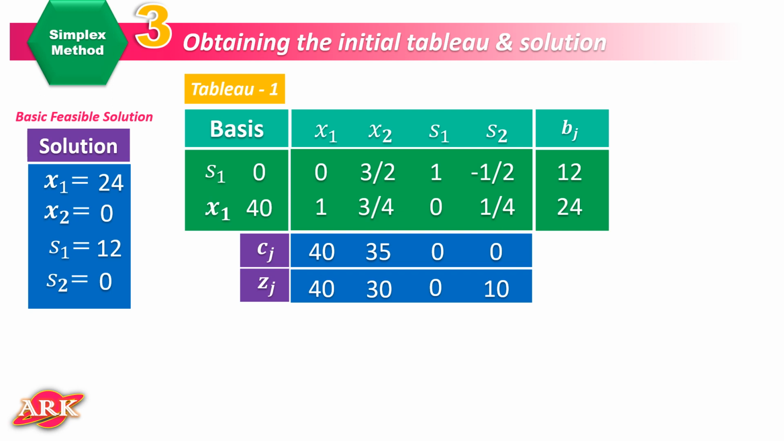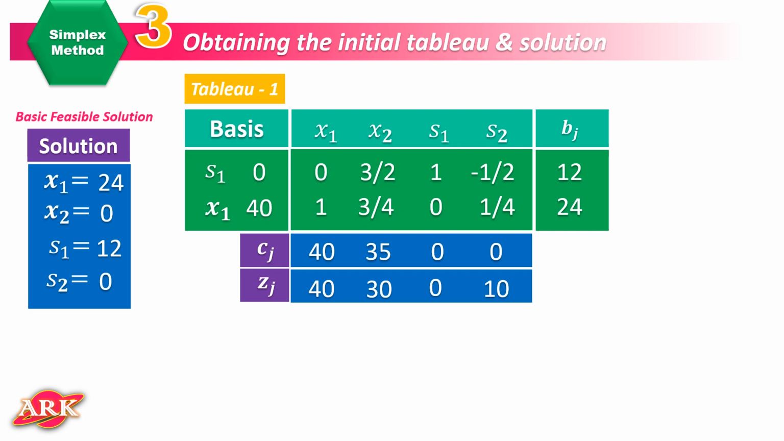X1 is equal to 24 products. That means we have produced 24 products. And X2 is equal to 0. That means we have not produced any product of X2. And S1, the slack of raw material, still has 12 kgs. And S2 is equal to 0. That means 96 labor hours are completely used for producing X1. So this is the basic feasible solution.